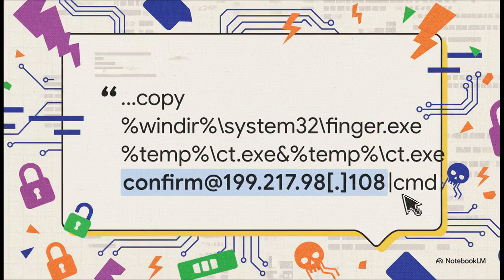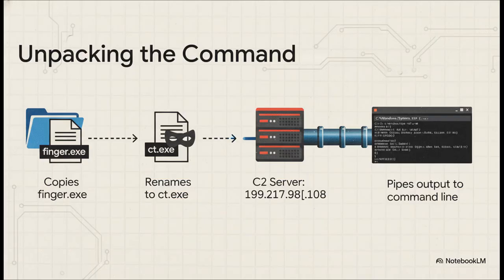So the user is told to open the run dialog and paste in this long, scary-looking command to fix everything. The malware, by the way, has already sneakily copied this to their clipboard. For a non-technical user who just wants their browser to work again, they might not think twice before hitting enter. Let's break down what this mess of a command actually does. First, it copies finger.exe, which is a legitimate but really old Windows program. It then renames it to crt.exe to hide what it's doing. This is a classic living off the land or LOLBin attack, using Windows' own tools against itself.